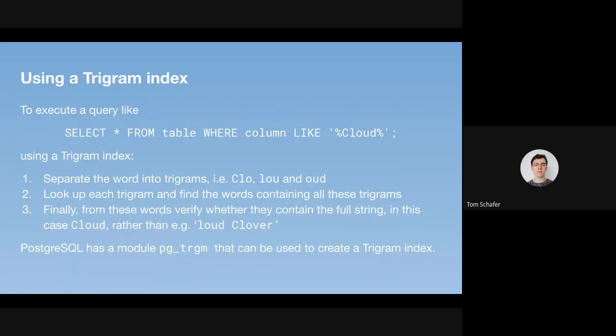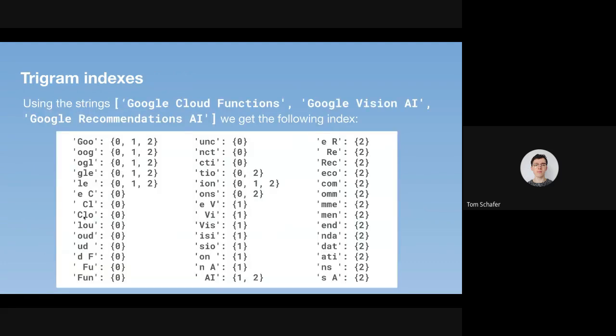So if we wanted to execute a query, like I was showing earlier, where we're selecting a field based on this substring, then we'd again separate the word into trigrams, so CLO, LOU, OUD, look up each trigram and find the words containing all of these trigrams, which again, we'd look here, CLO 0, LOU 0, OUD 0.